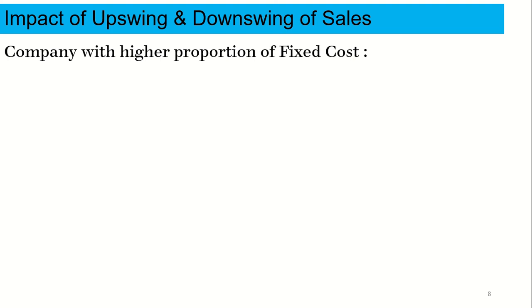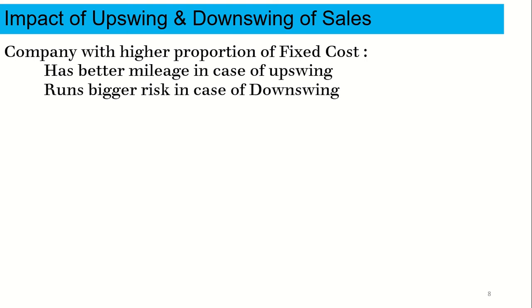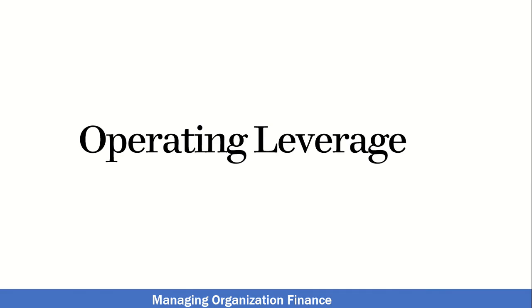Which means that a company with a higher proportion of fixed cost has better mileage in case of upswing, but it runs bigger risk in case of downswings. So therefore, the higher the ratio of fixed cost in the cost structure, the higher the returns, but higher the risk. Another way of understanding the concept, another metric to look at, is operating leverage.